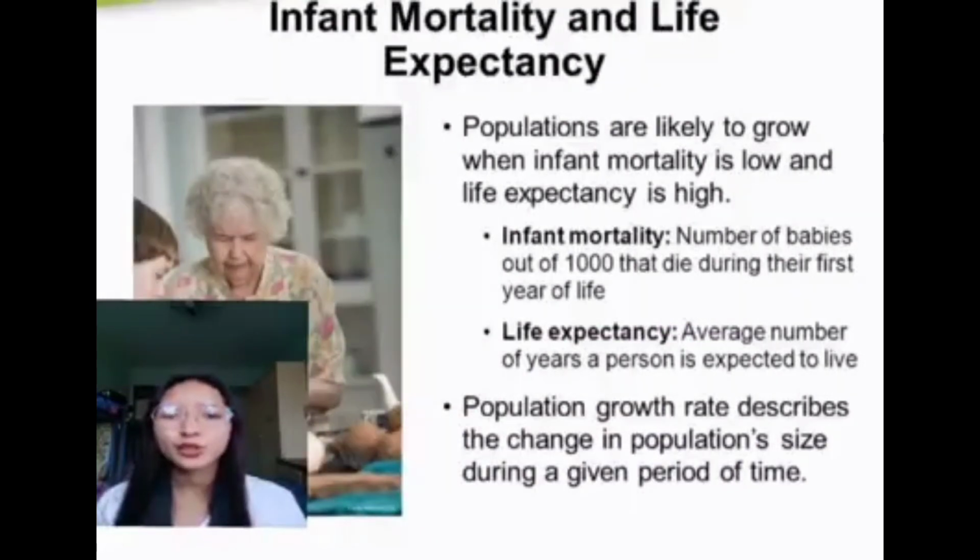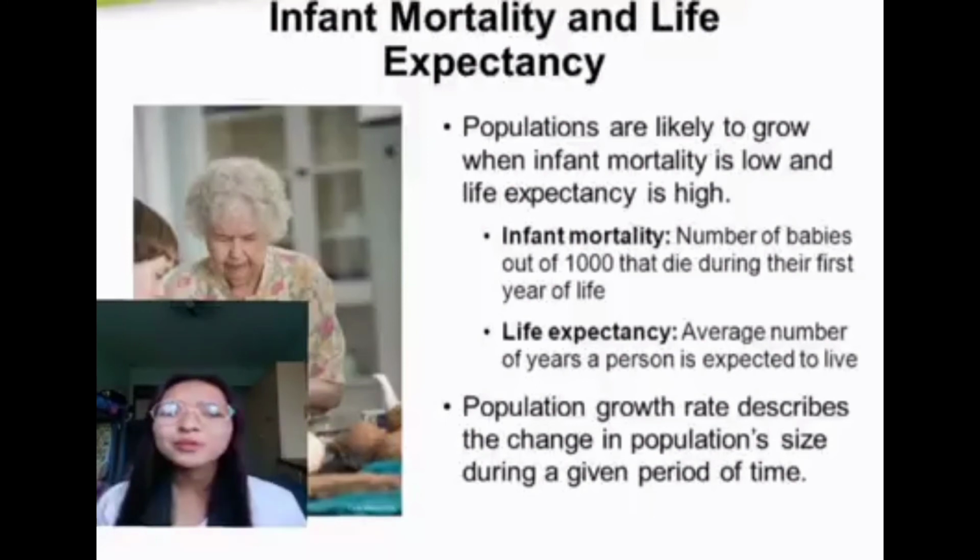Populations are likely to grow when infant mortality is low and life expectancy is high. So, infant mortality is a number of babies out of 1,000 that die during their first year of life, while the life expectancy is the average number of years a person is expected to live. Population growth rate describes the change in population size during a given period of time.